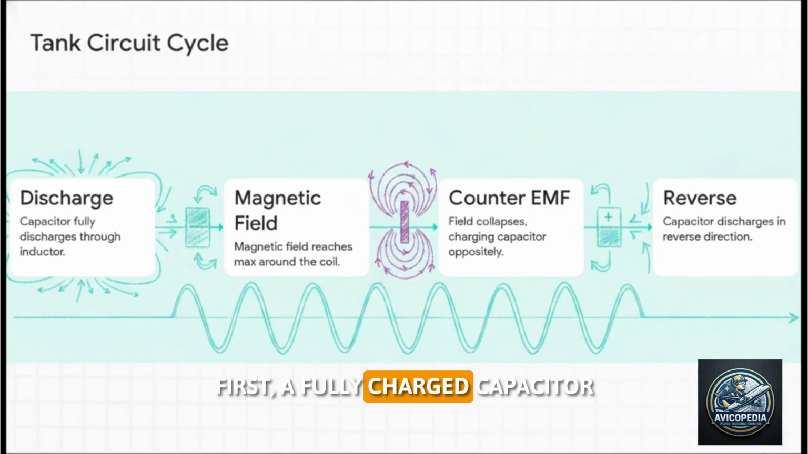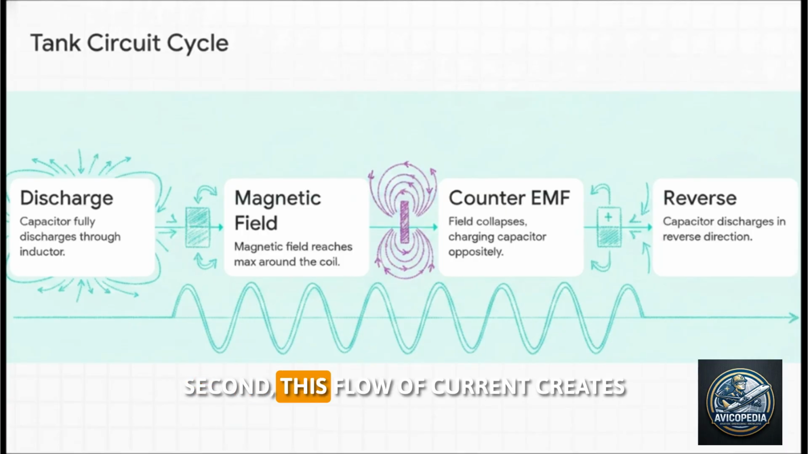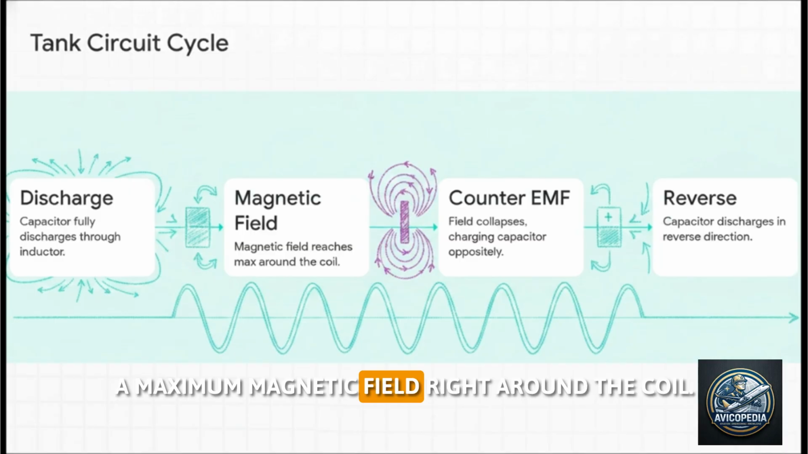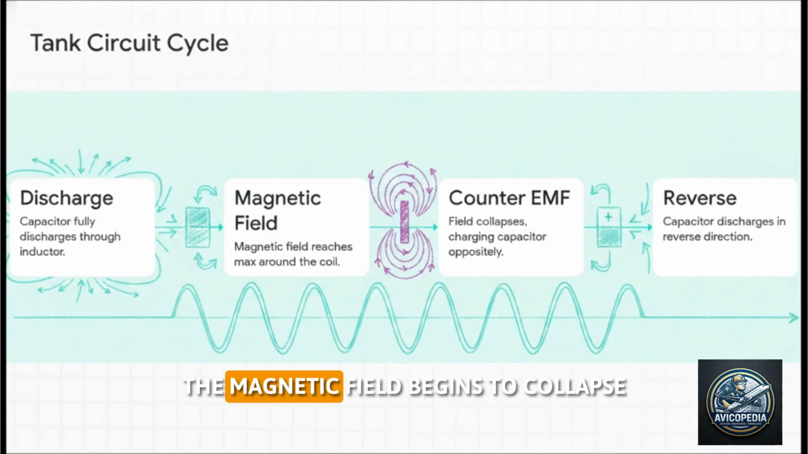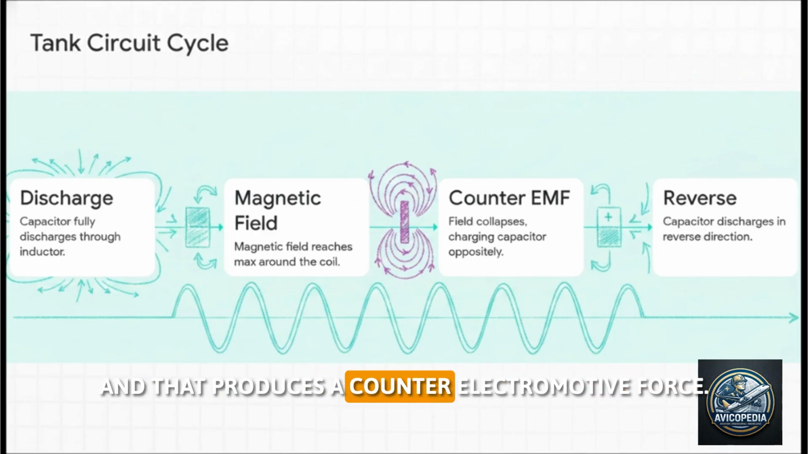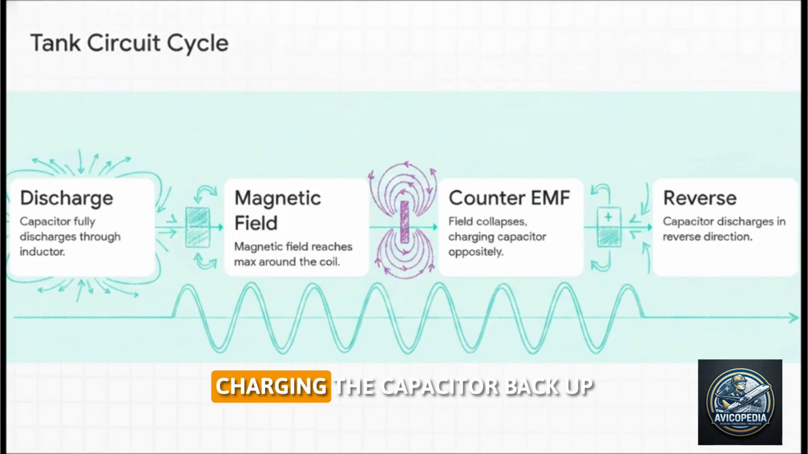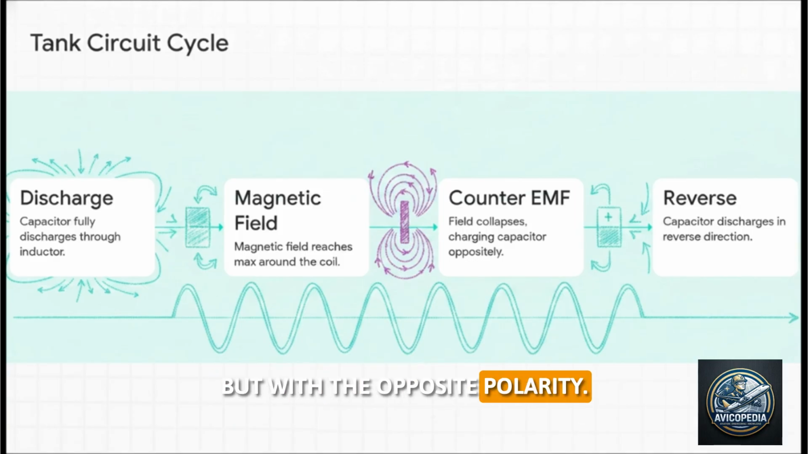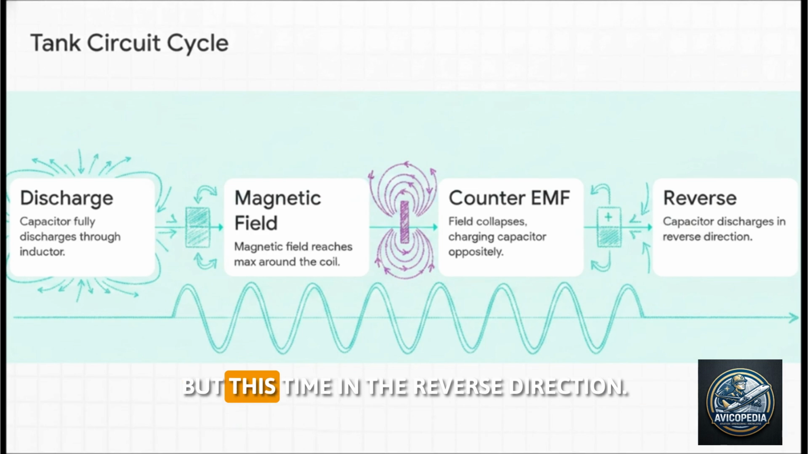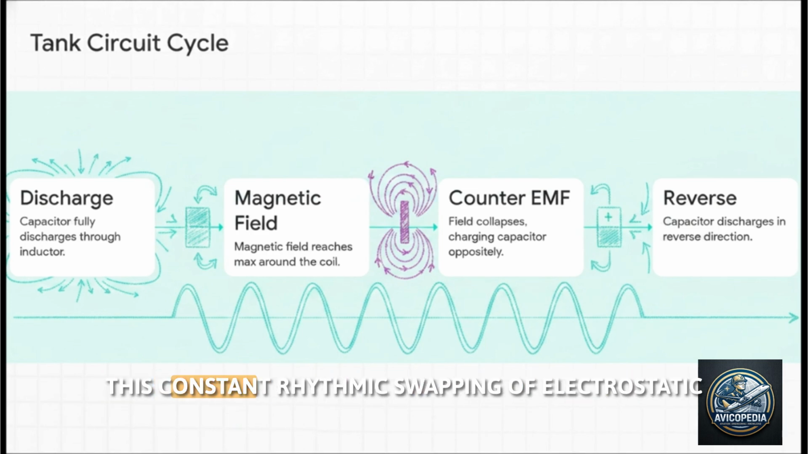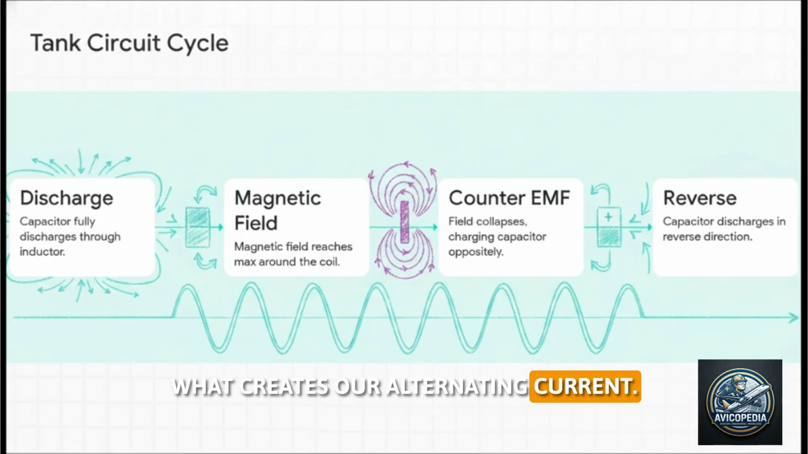It creates this beautiful continuous sequence. First, a fully charged capacitor completely discharges its electrons through the inductor. Second, this flow of current creates a maximum magnetic field right around the coil. Third, once that capacitor is empty, the magnetic field begins to collapse, and that produces a counter-electromotive force. This force actually pushes current in the exact same direction, charging the capacitor back up but with the opposite polarity. And finally, in step 4, the newly charged capacitor discharges again, but this time in the reverse direction. This constant, rhythmic swapping of electrostatic and magnetic energy is exactly what creates our alternating current.